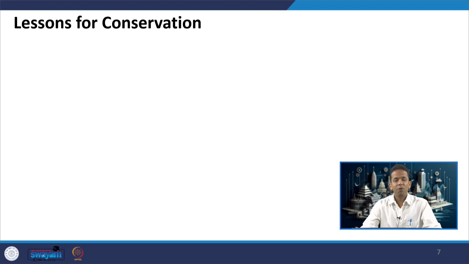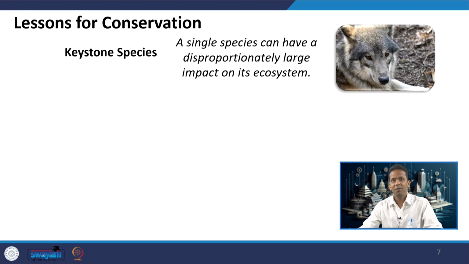So, the lessons for conservation from this case study were: one, keystone species. A keystone species is one important species which is usually at the top of the food chain. It can have a disproportionately large impact on its ecosystem. Because they are amongst the higher level of consumers, in this case study, introducing just those 15-20 wolves had a significantly huge impact on the entire Yellowstone National Park.